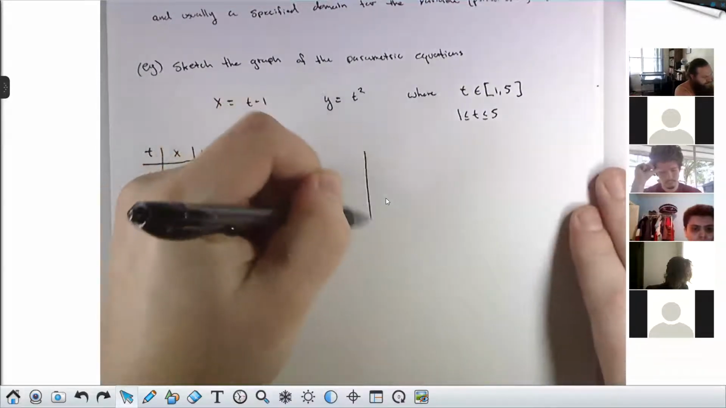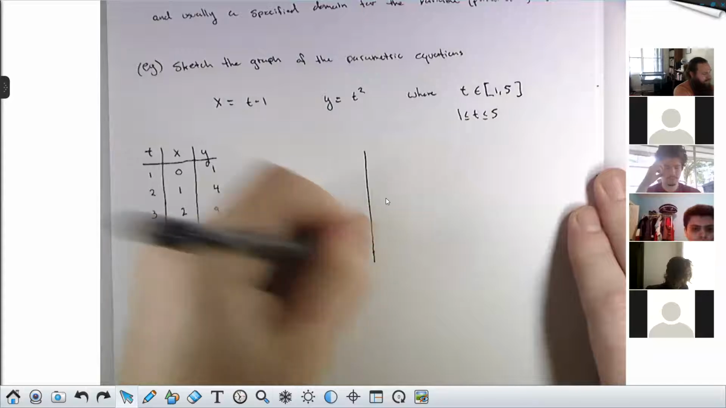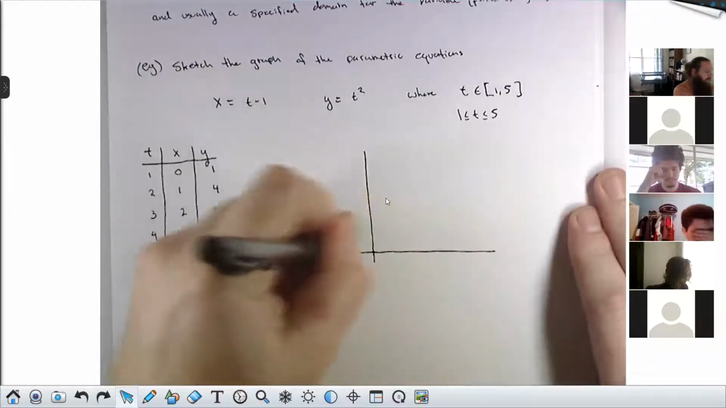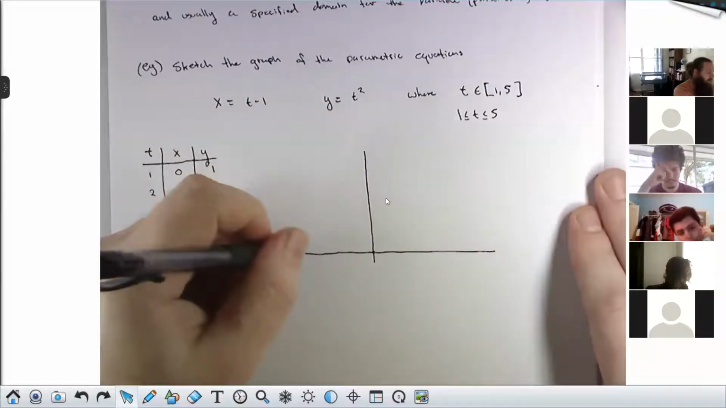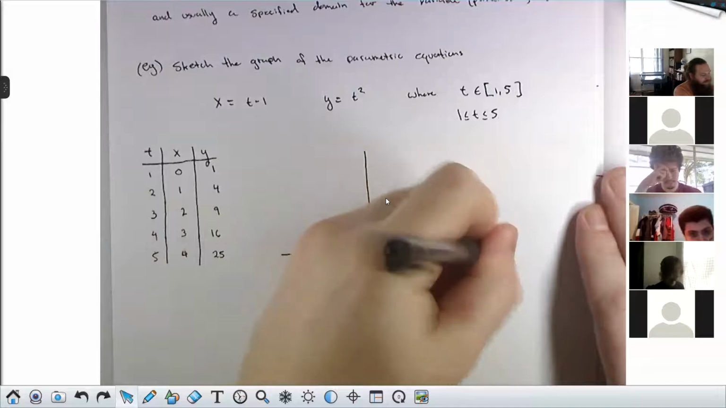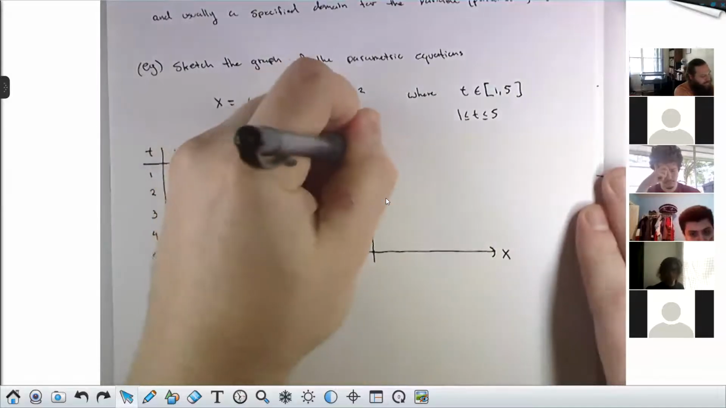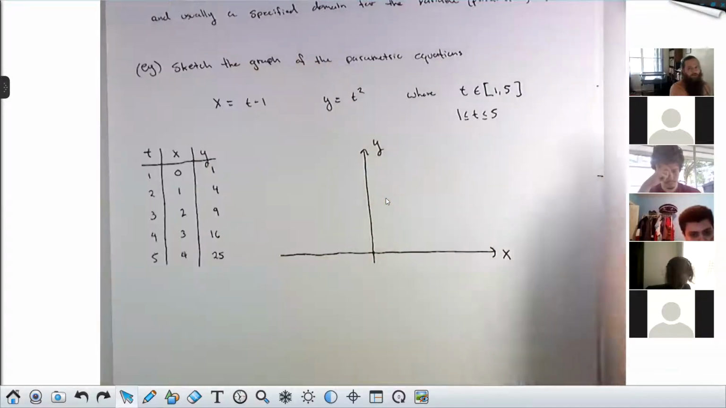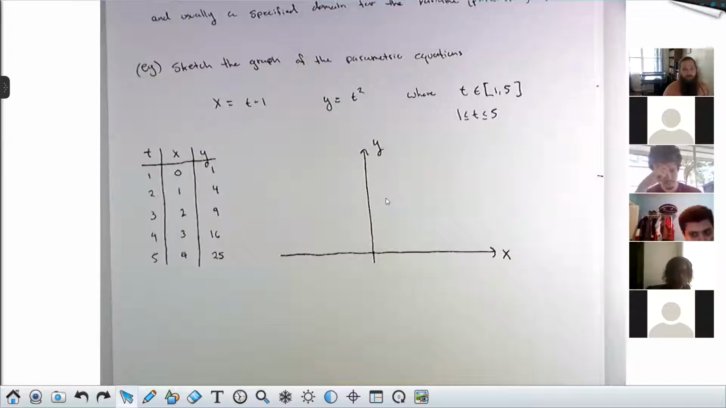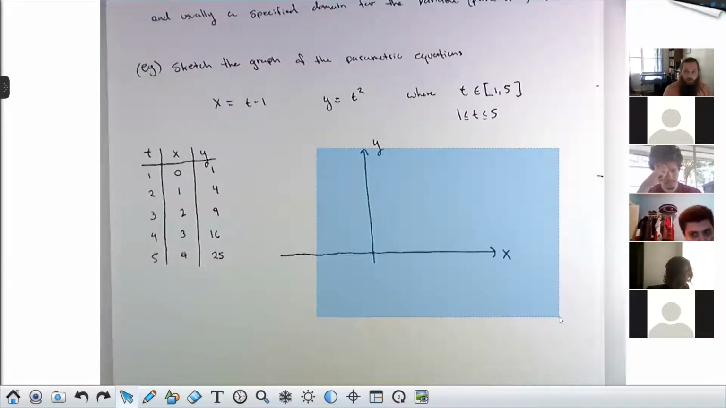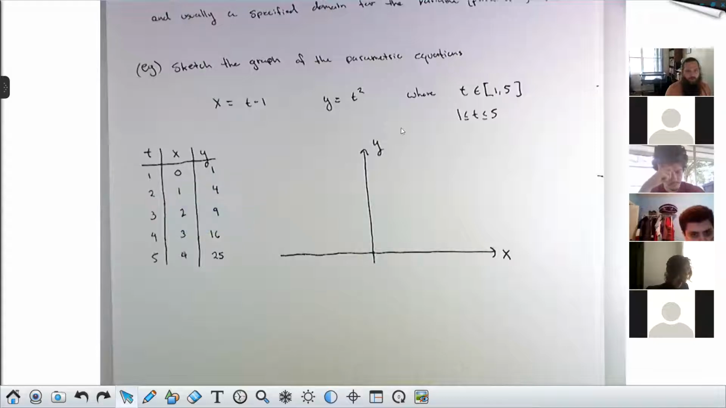Let's draw the graph now. I've got a bunch of points. In this setting especially, it's a good idea to label your axes. One of the things that people really struggle with here is that there is no t-axis. Even though t is your variable, t doesn't actually show up anywhere in the graph. The ordered pairs are 0, 1, 1, 4, 2, 9. They're all just x's and y's.